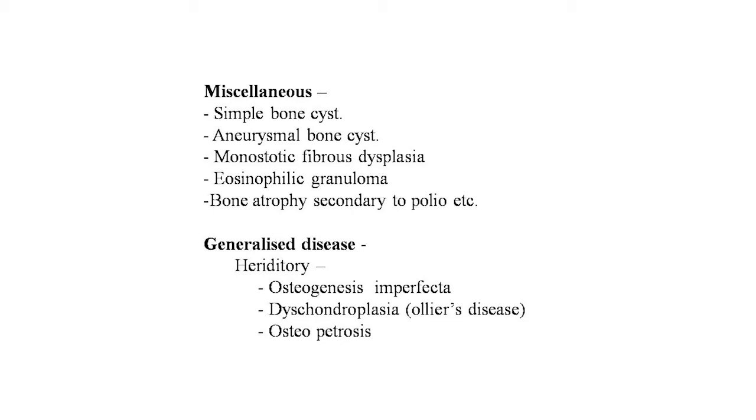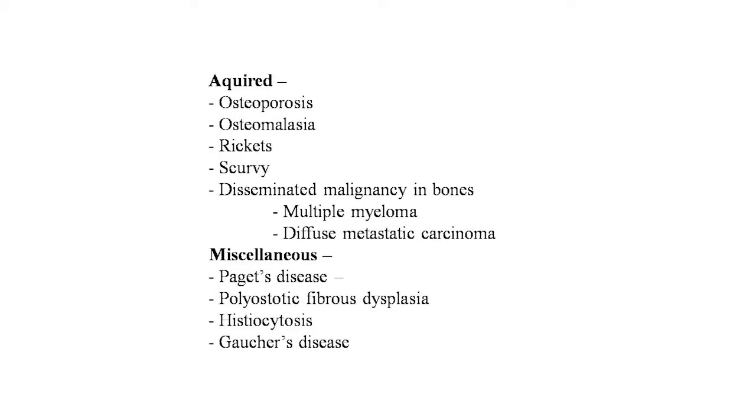Now, generalized disease. Hereditary: osteogenesis imperfecta, dyschondroplasia, Ollier's disease, osteopetrosis. Acquired conditions: osteoporosis, osteomalacia, rickets, scurvy, disseminated malignancy in bones, multiple myeloma, diffuse metastatic carcinoma. Miscellaneous reasons behind the acquired pathological fractures are Paget's disease, polyostotic fibrous dysplasia, histiocytosis, and Gaucher's disease.